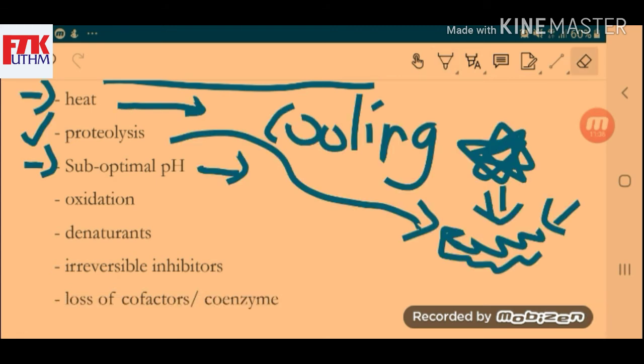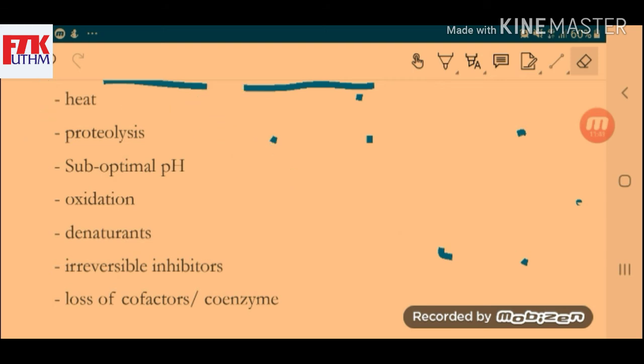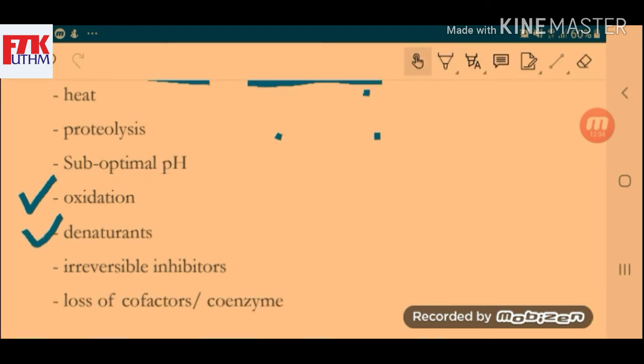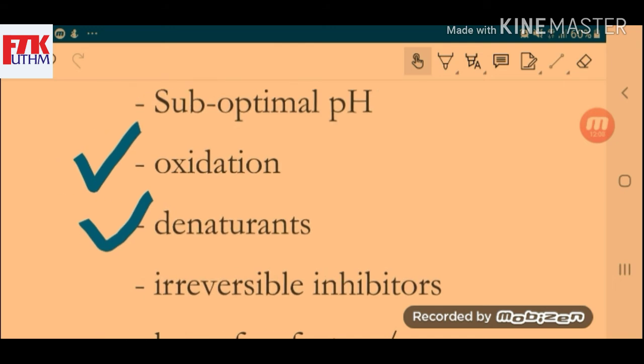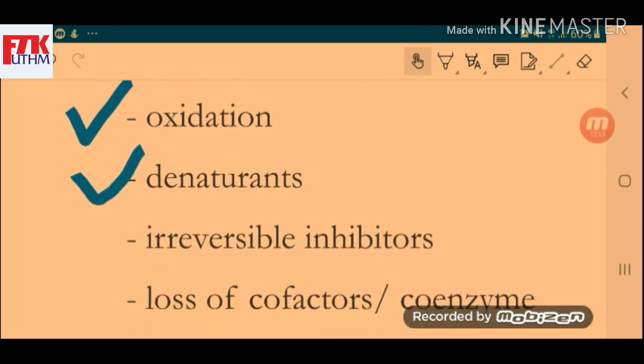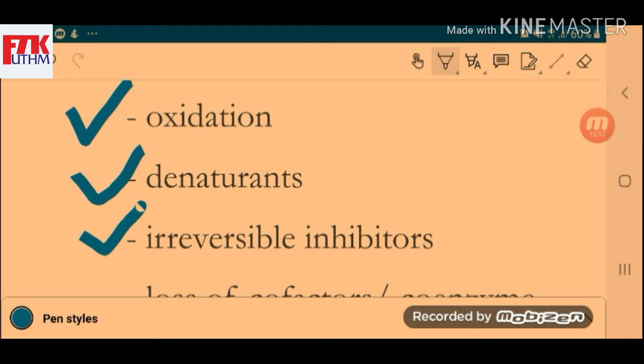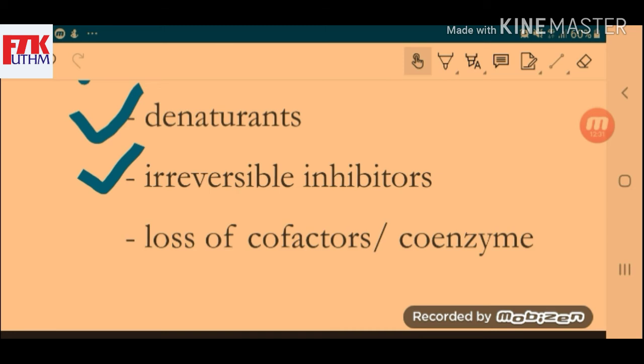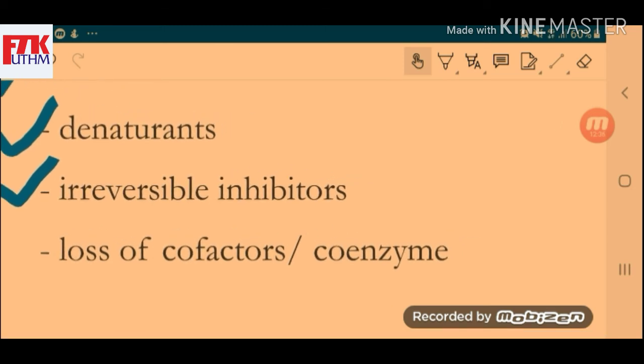Okay, too much doodling here, sorry about that. The next factor is oxidation. So oxidation is caused by oxidative enzymes, so it can inactivate another enzyme. Denaturants, it can be heat or a chemical one, and if it can denature protein, then your enzyme is inactivated. Irreversible inhibitors: if you have another molecule that is competitively going to the enzyme's active site, then it can bind to it and irreversibly inhibit the enzyme, and thus you will not have the activity.